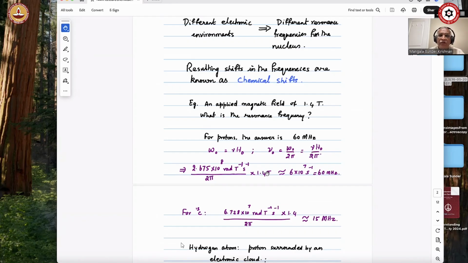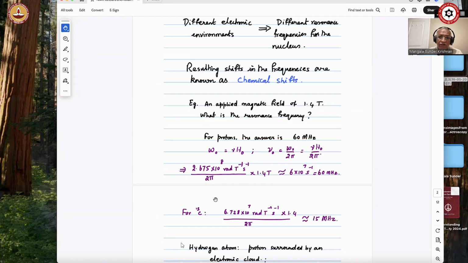the resonance frequency of the coil. So if you do this multiplication, 1.4 Tesla is 1.4 times 2.675, and then you divide by 2 pi. 2 pi is about 6 point something. So you have close to 3.6 by 6, which is about 6, and then 10 raised to 7 per second, which is 60 times 10 raised to 6 hertz, or 60 megahertz. So the proton resonance frequency for a field of 1.4 Tesla is 60 megahertz. I hope you follow this right away.